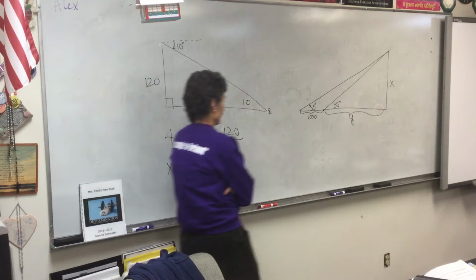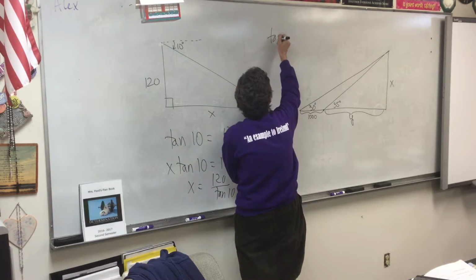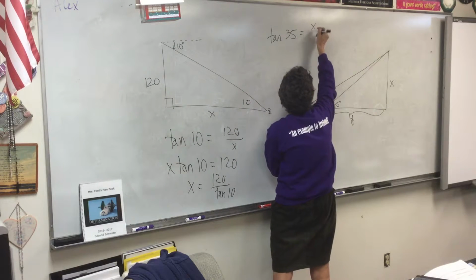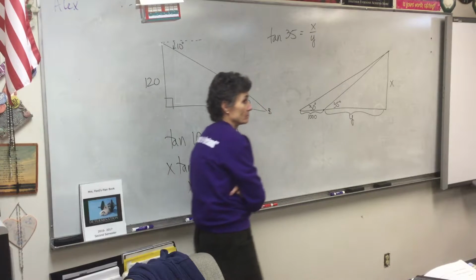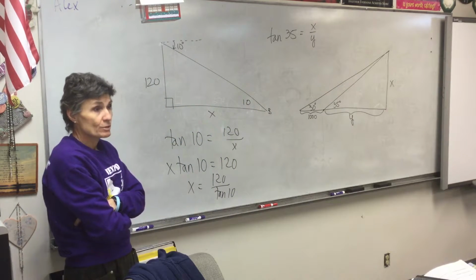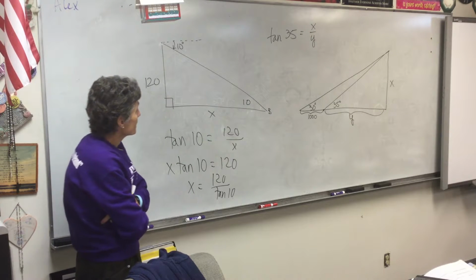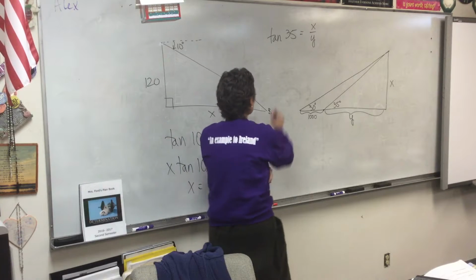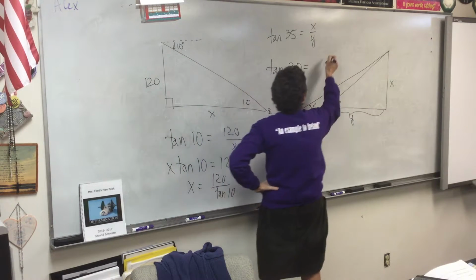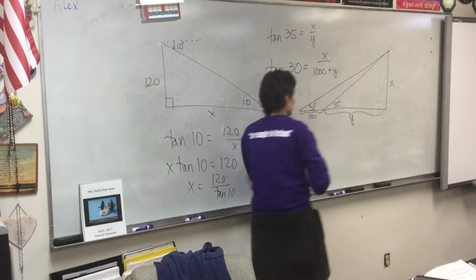Would you agree that the tangent of 35 equals x over y? Now you can't solve that, but is that a true statement? Would you also agree that the tangent of 30 equals x over 1,000 plus y?